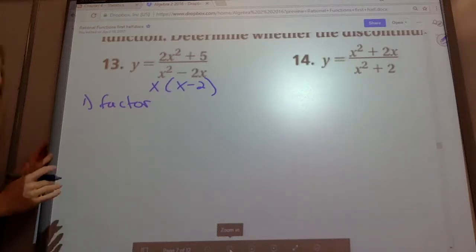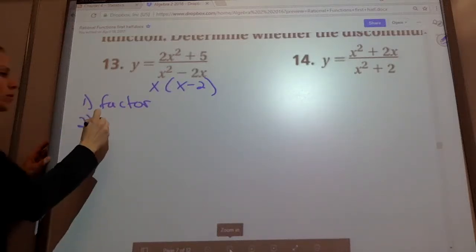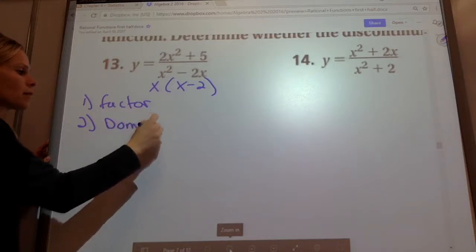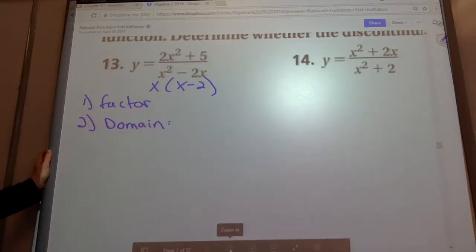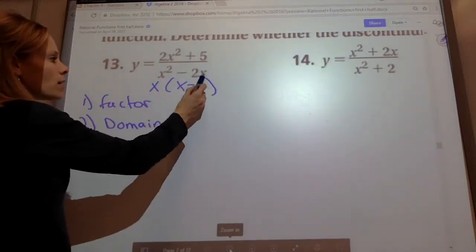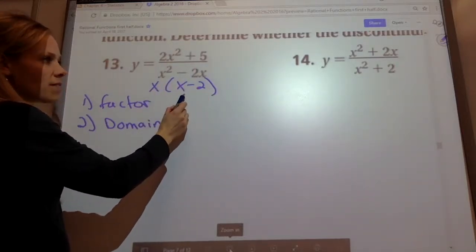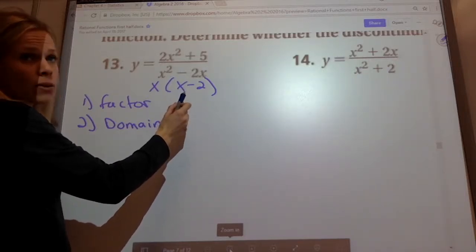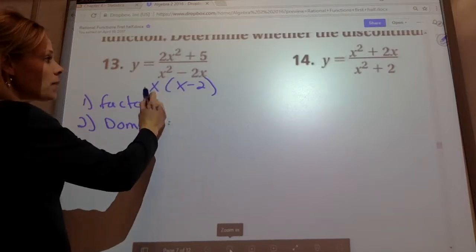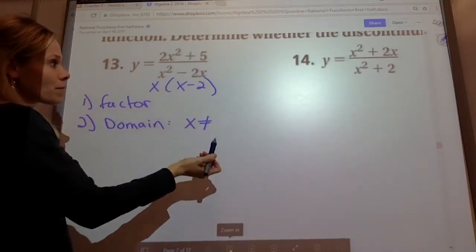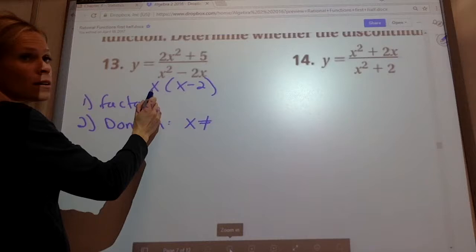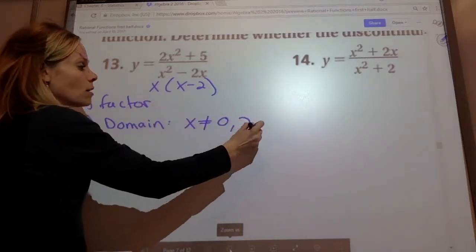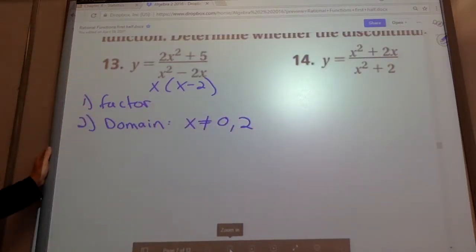Okay? Once you have everything factored, then you can start looking at the domain. And when you're considering the domain, you want to look at the bottom. You look at the denominator and think, okay, are there any x values that would make the bottom 0? Because x cannot be those values. So if I look at the bottom here, x cannot be what? 2 and 0. Yep, 2 and 0, because that makes the denominator 0, and you cannot have that.